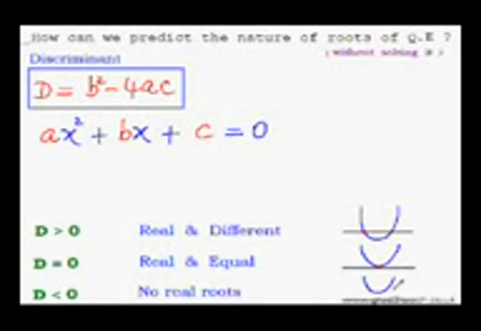Okay, so now let me check how much of this information your mind has been able to absorb. So what I'll do, I'll give you some quadratic equations and you have to predict the nature of the roots. Okay, so quickly tell me the nature of roots of this quadratic equation.